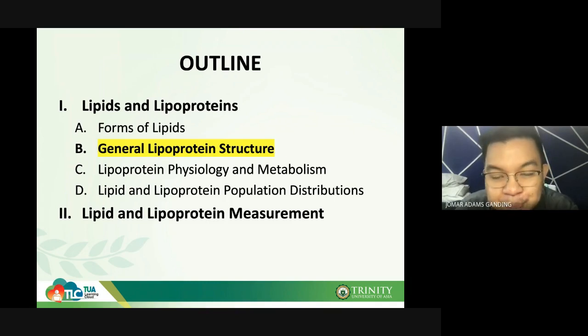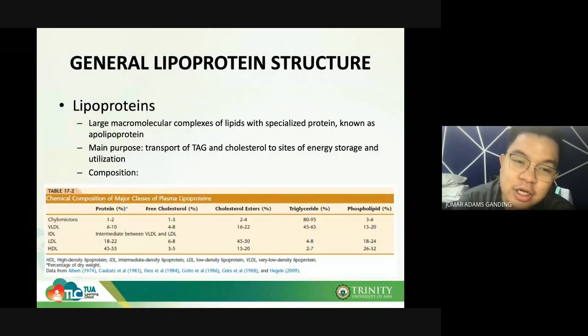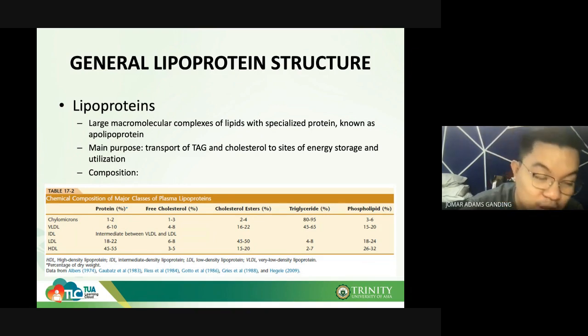So let's get started. Just like what I was mentioning kanina, your lipoproteins are large macromolecules, okay? Large macromolecular complexes of lipids with specialized protein known as apolipoprotein. So let's try to explain and decode that one by one later. Your lipoproteins, in their simplest definition, are the transport protein for your lipids. Why lipids? Because some lipids that we discussed a while back, some of them are hydrophobic, some of them are hydrophilic.